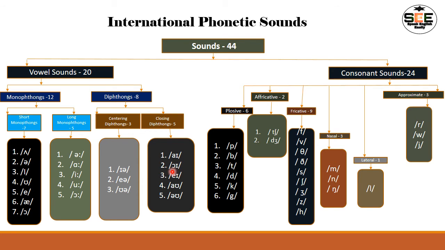It produces number 2, the OI sound. OI. Okay. Number 3 is A, I, which means A. It produces the A sound. Then number 4, A, U, so it produces the ow sound. And number 5 is O, U, so it produces the ow sound.